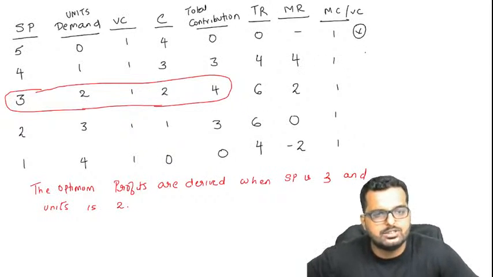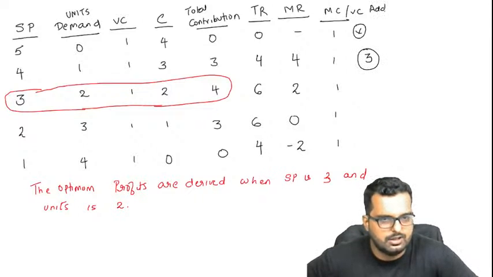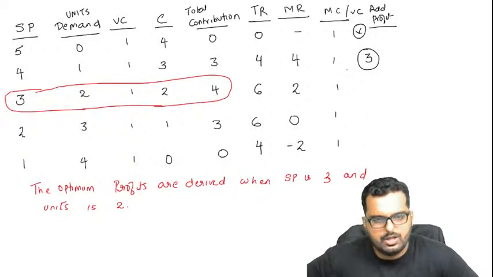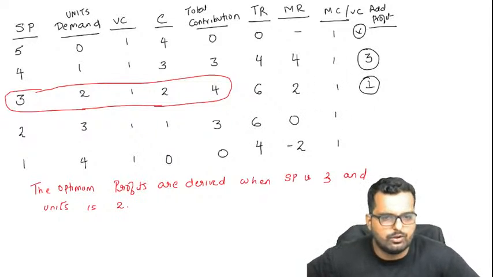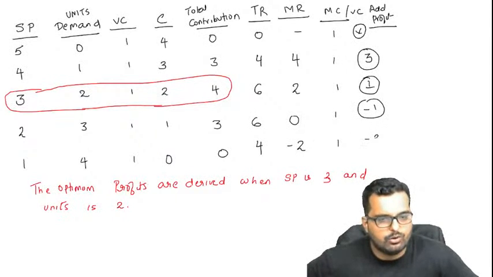So I make an additional profit of how much over here? 3. I'll give a heading called additional profit. That turns out to be 3. Here additional revenue is 2, additional cost is 1. So I make an additional profit of how much? 1. After this my additional revenue is 0, additional cost is 1. I make a loss of 1. Then I make a loss of 3.